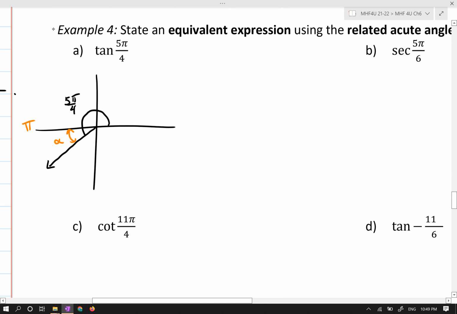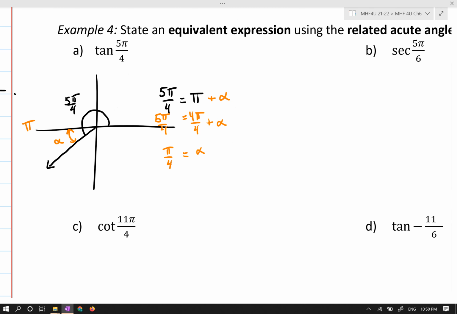So maybe we'll state that right in here. 5 pi over 4 is going to be equal to my related acute angle plus pi radians. Fantastic. And then I can rearrange this. So 5 pi over 4 is equal to 4 pi over 4 plus alpha. I can rearrange. I'm working with alpha is equal to 5 pi over 4 minus 4 pi over 4. That is pi over 4. So my related acute angle in this case is pi over 4.